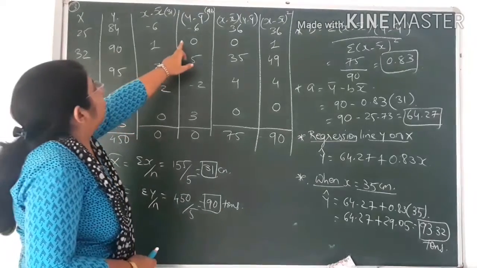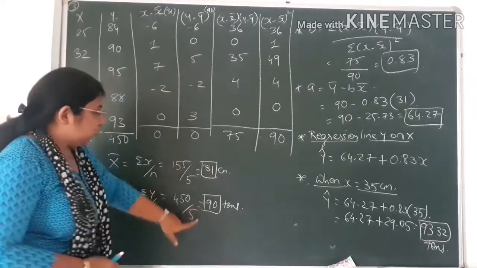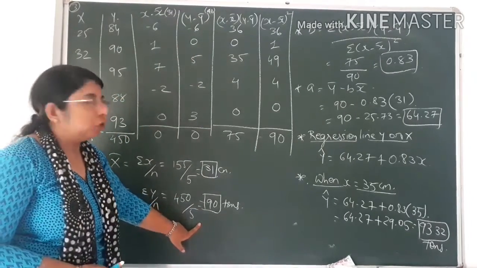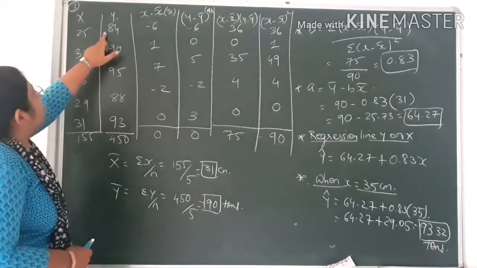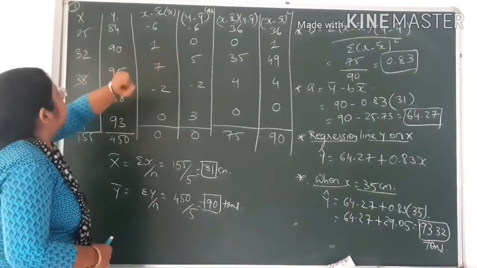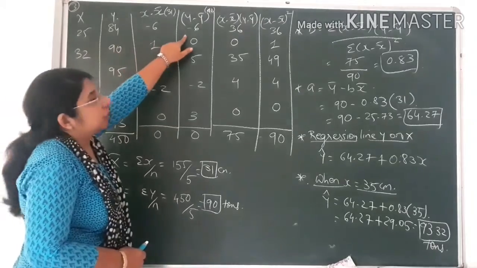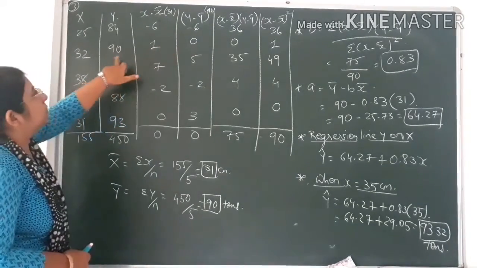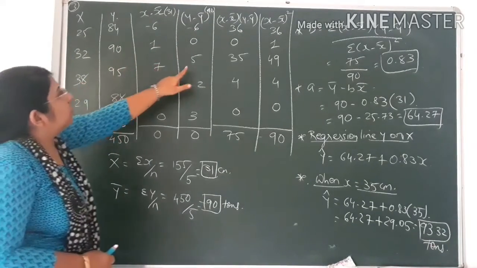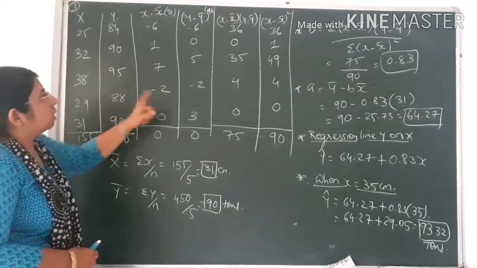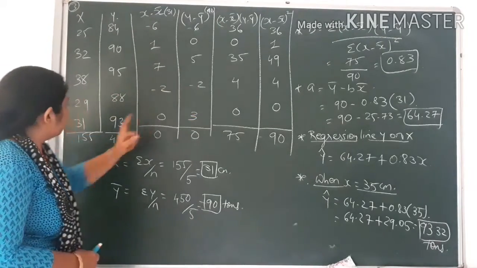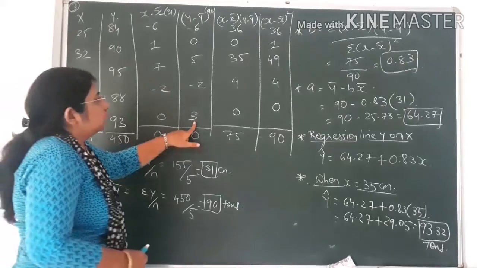In the same way we have to find y minus y bar. What is the value of y bar that we found out? That is 90 over here. So each and every value of y we have to subtract from 90. So 84 minus 90 would come to negative 6. 90 minus 90 is 0. 95 minus 90 is 5, 88 minus 90 would come to negative 2, and 93 minus 90 would come to positive 3.